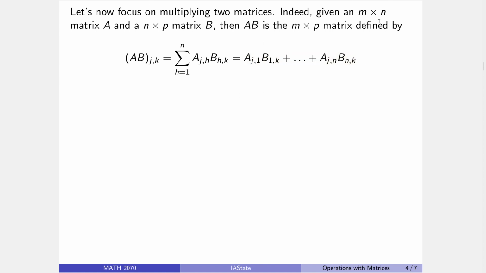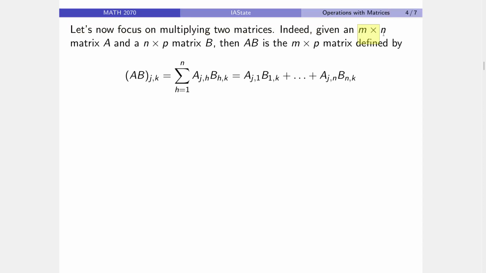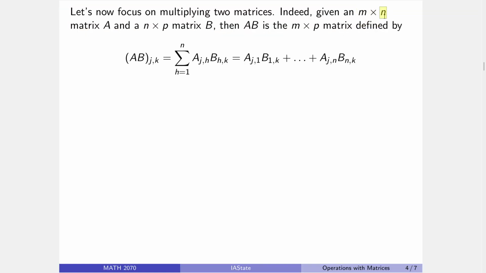Before, we had an m by n matrix, and to multiply by a vector, the vector needed to be in R^n. So the n needs to match. Given a matrix A that's m by n, and a matrix B that's n by p, the product is an m by p matrix, and the jkth entry is defined as follows. We lock down the jth row of A and the kth column of B, and then I pair up, multiply, and add up.